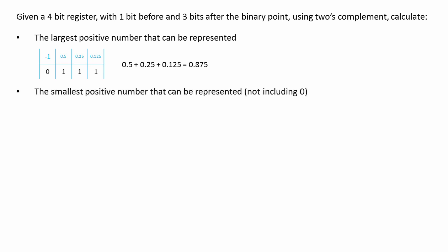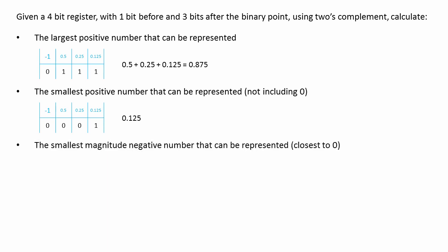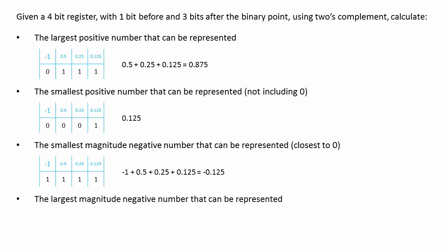The smallest possible positive number that can be represented, not including 0, is 0.125. Again, we avoid the negative place value, but we place a 1 underneath 0.125. The smallest magnitude negative number that can be represented, in other words, the negative number closest to 0, is minus 0.125. This time, we have a 1 under every place value. And finally, the largest magnitude negative number that can be represented is minus 1.